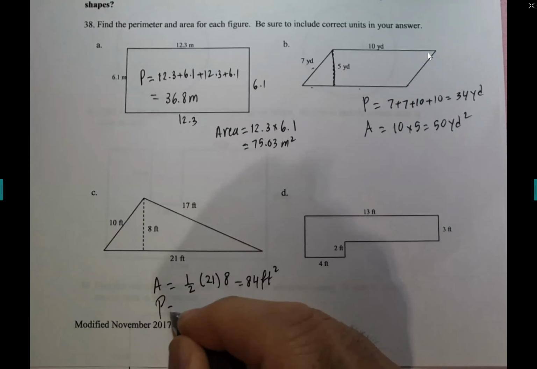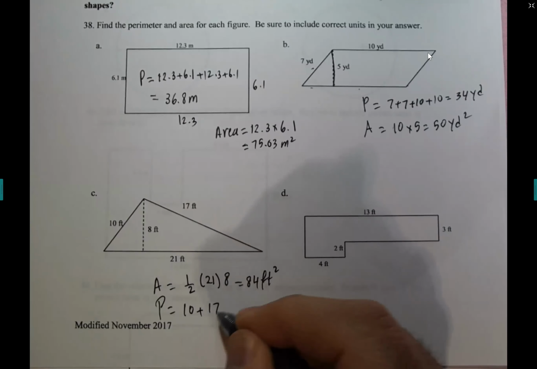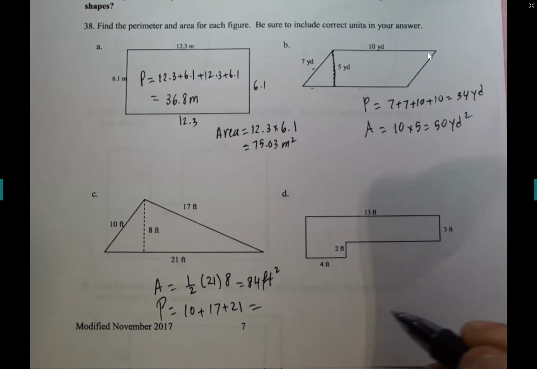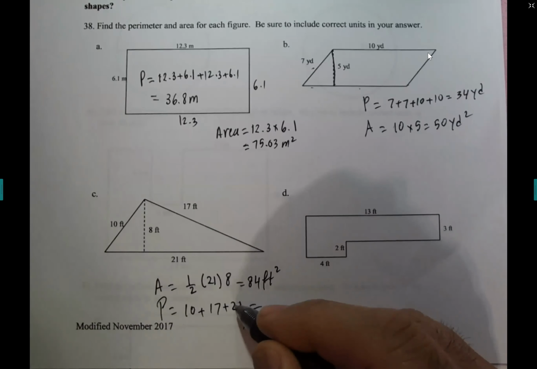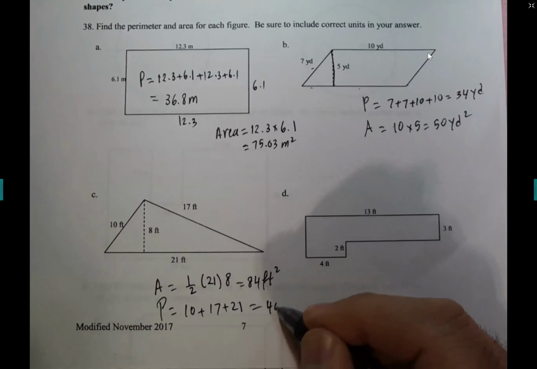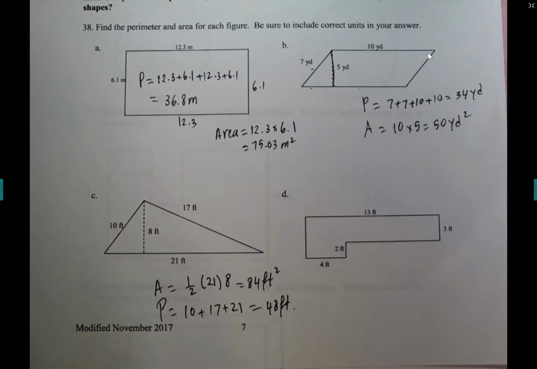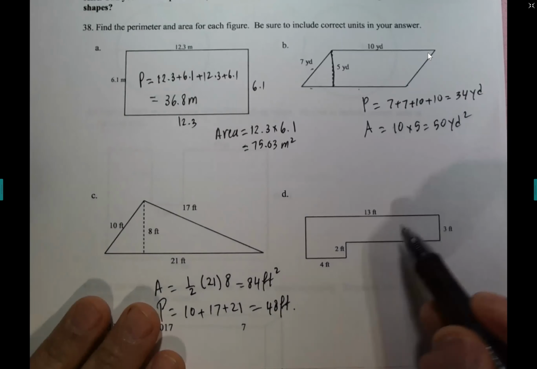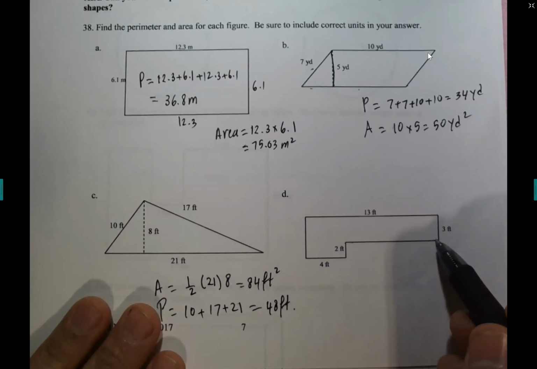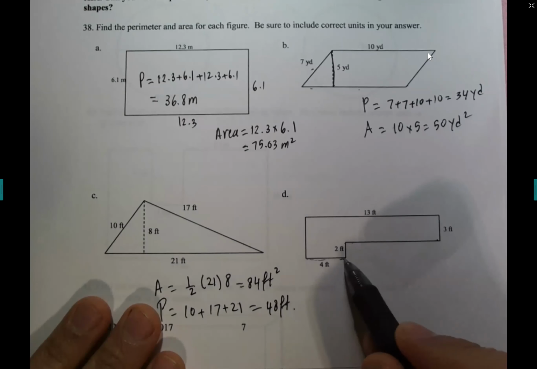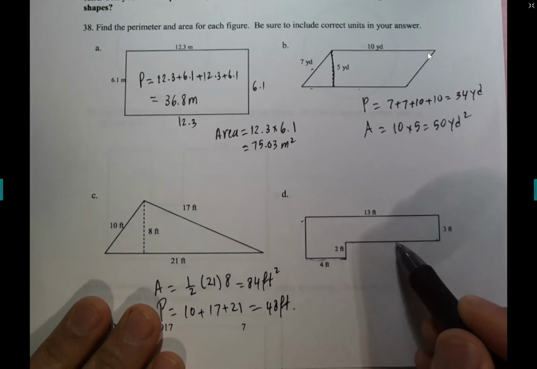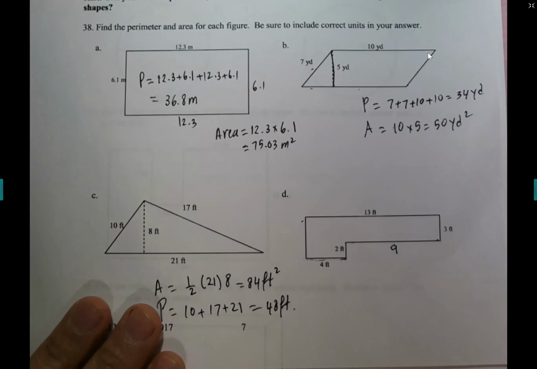The perimeter is the distance around the shape. So 27, 47, 48 feet. Okay. What about D now? Let's find the perimeter around D. So I need this, that's missing. So if this is a 4, guys, and that's a 13, 13 minus 4. You guys agree with me that should be a 9? Because 4 plus 9 is 13.